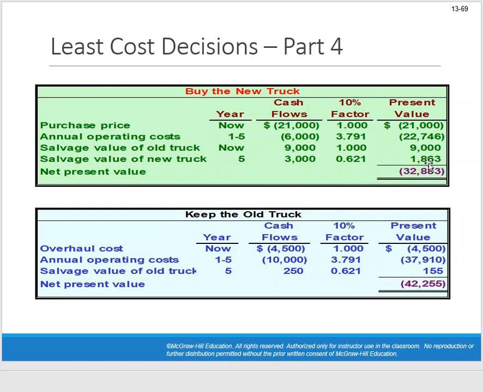Now, of course it's negative. We're just making a least cost decision. There is no revenue involved here. Then we look at keeping the old truck. We can overhaul it now for $4,500. So that's now, so it's just $4,500.